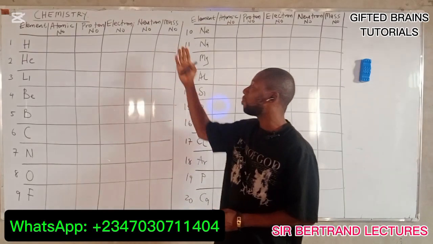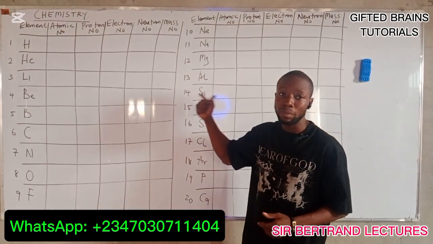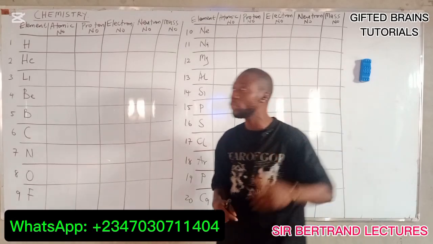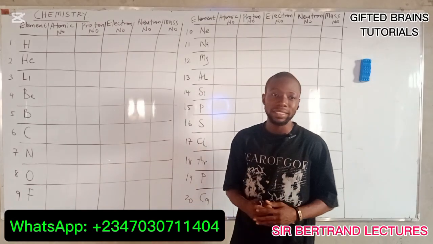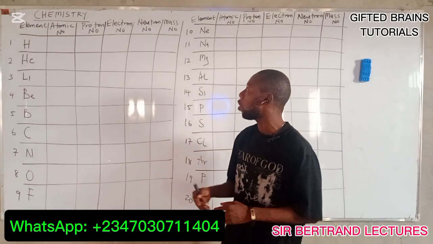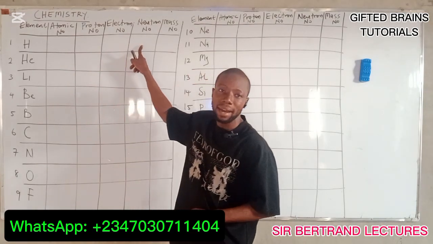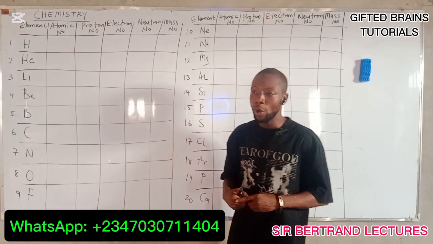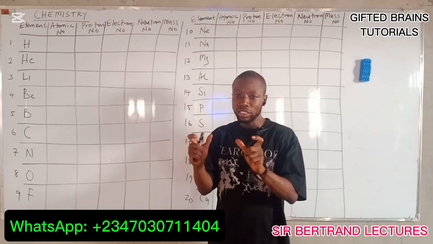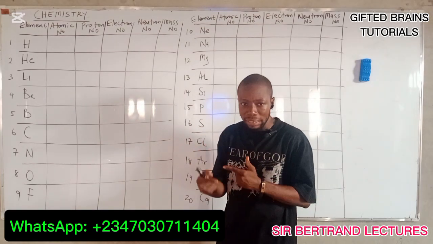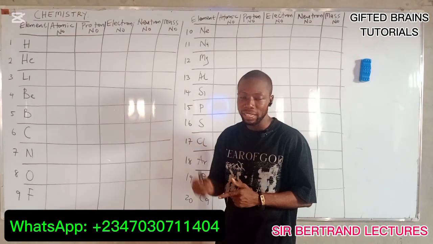Today we are going to talk about the mass number, how we got the mass number. As I said in the last video, the mass number is gotten by the sum of the proton number and the neutron number. I told you in the last video that the nucleus of an atom determines the mass number of the atom.